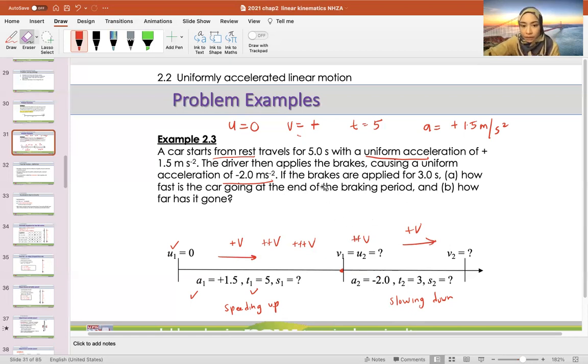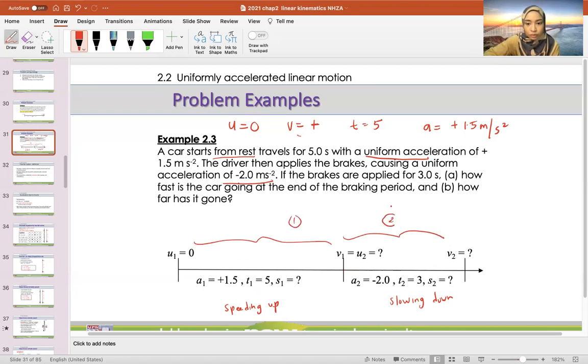Okay. If the brakes are applied for 3 seconds, how fast is the car going at the end of the braking period? So it's asking what is the final velocity over here? Okay. So in this case, why did the person who made this example break this motion into 2 parts? Part 1 and part 2. What was the reason?